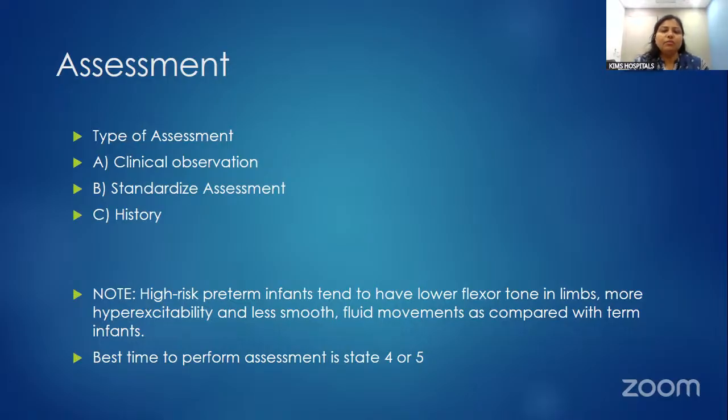High risk preterm infants have lower flexion tone in their limbs, more hyperexcitability, and less smooth and fluid-like movement as compared to term babies. Fluid-like movement means a movement that starts from the hands and then goes like a wavy kind of movement and ends on the other side of the body. You will observe this smooth movement more in the term baby, but not in the preterm baby. So that is something we should be aware of when we start our assessments.